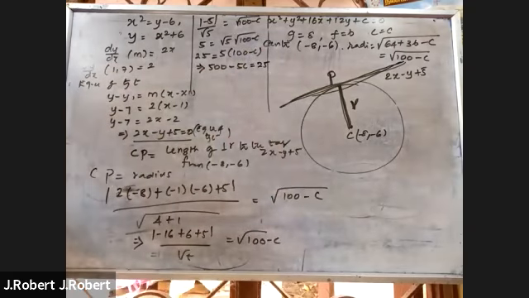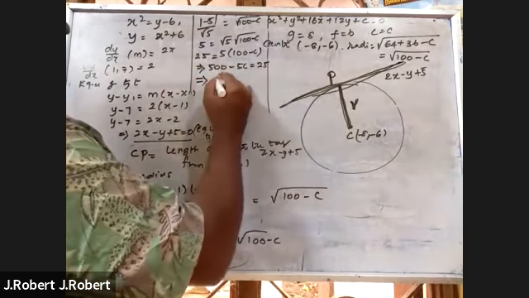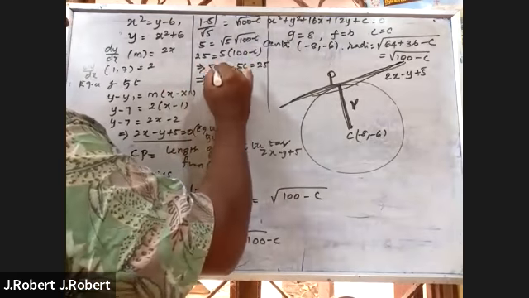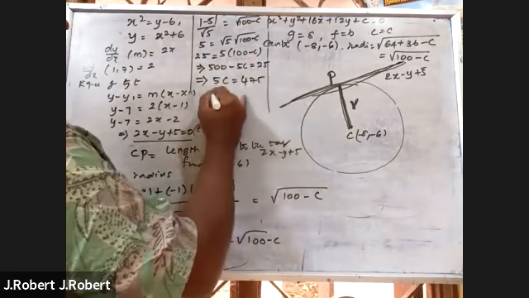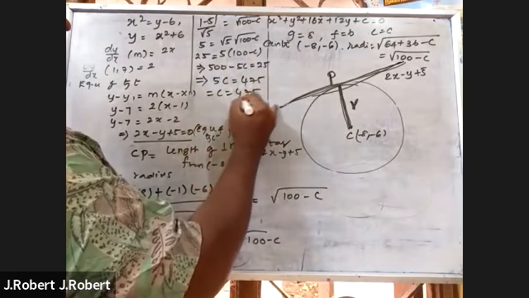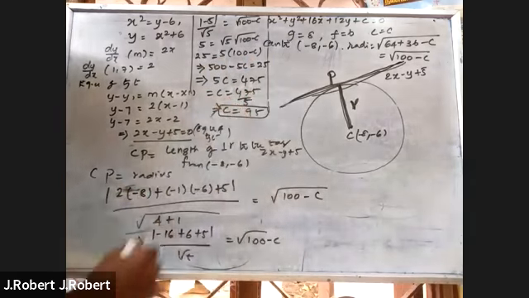Correct? So we are going to find out the value of C. Therefore 5C equals 500 minus 25, which equals 475. Your C equals 475 by 5, which equals 95. Therefore the answer is C equals 95.